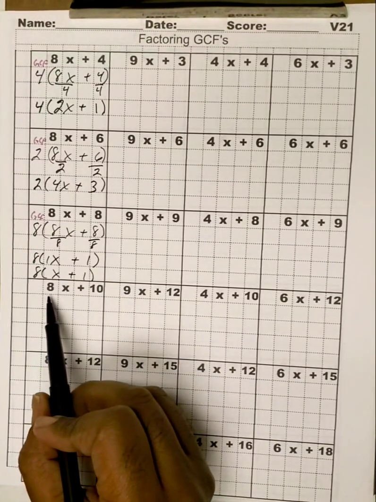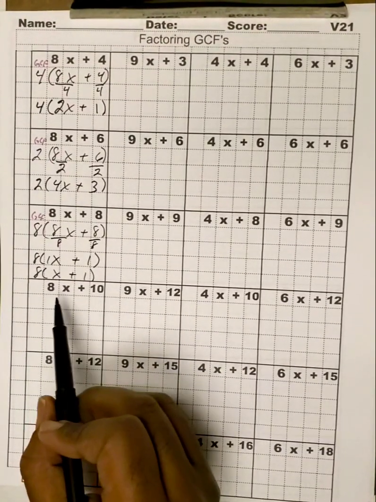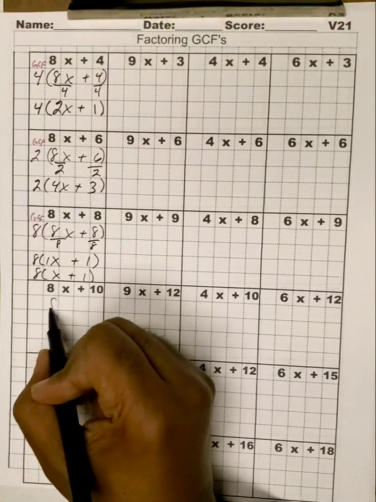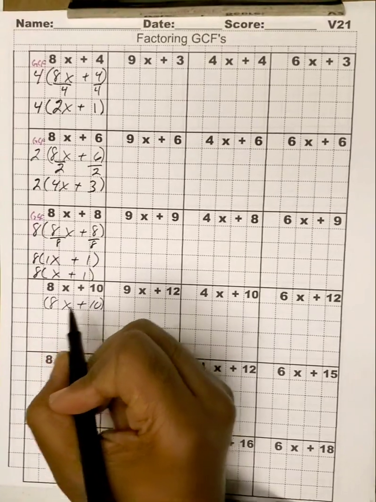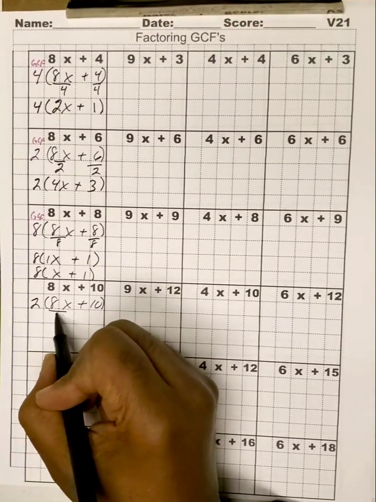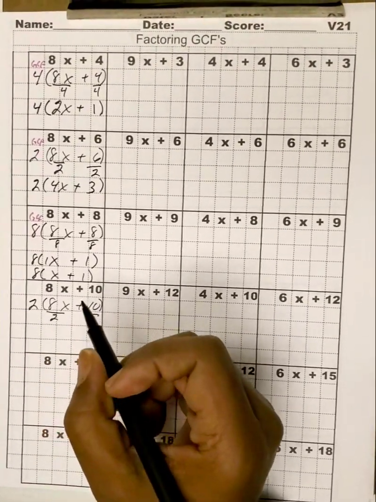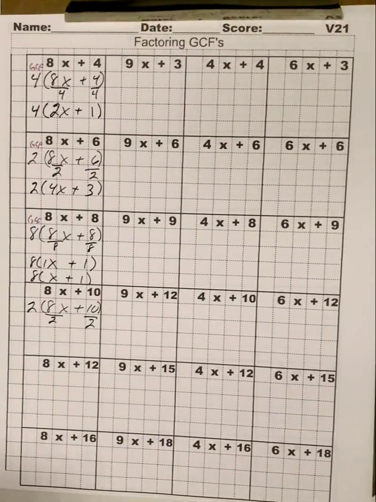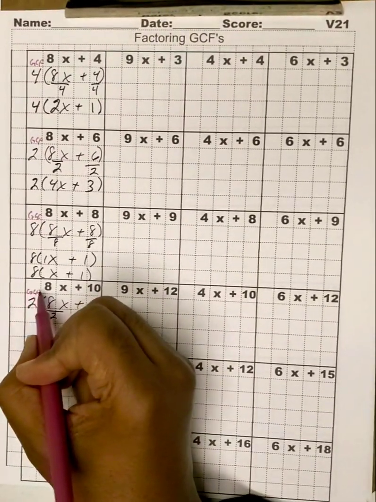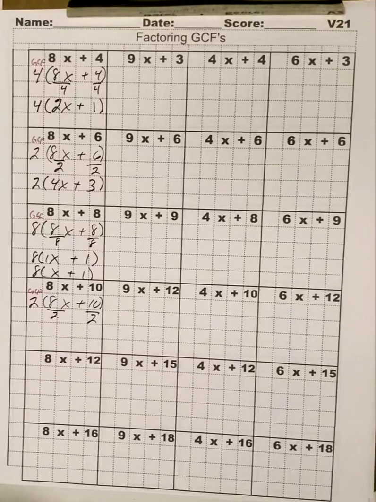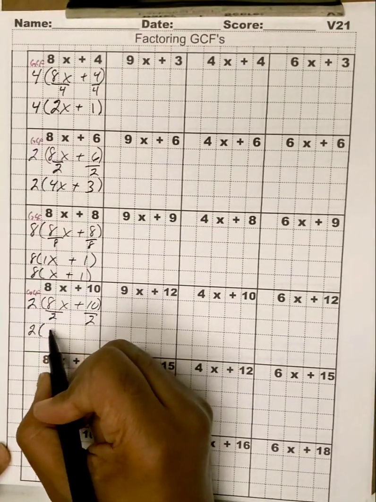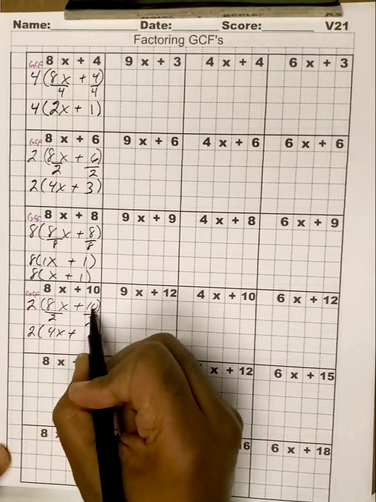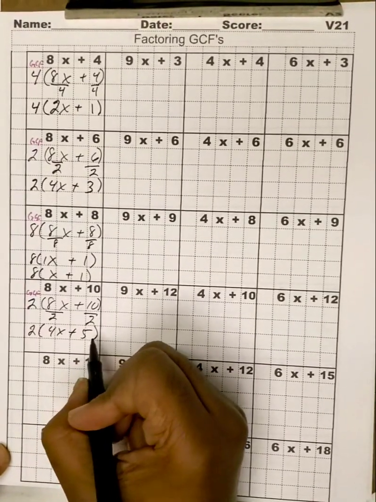Okay, the greatest common factor for 8 and 10, both of these can be divided by 2. So 8x plus 10, we'll multiply by 2 and divide by 2. So again, 2 is your greatest common factor. So we end up with 2 parentheses. 8x divided by 2 is 4x, plus 10 divided by 2 is 5, and close parentheses.